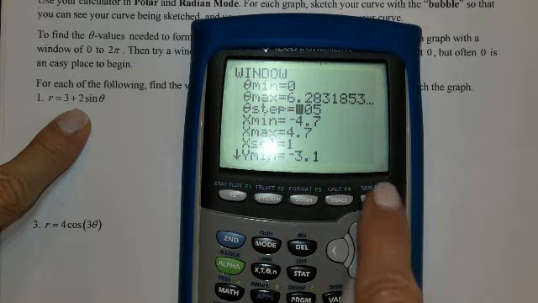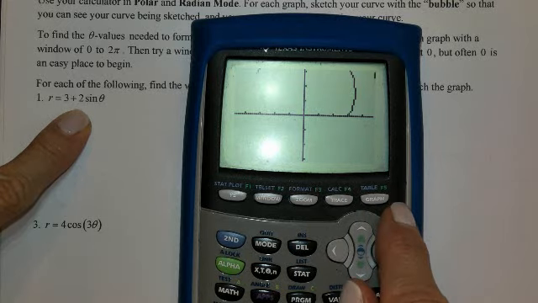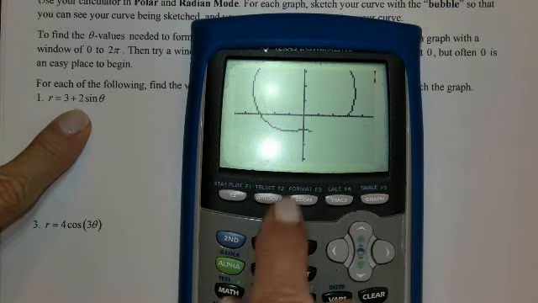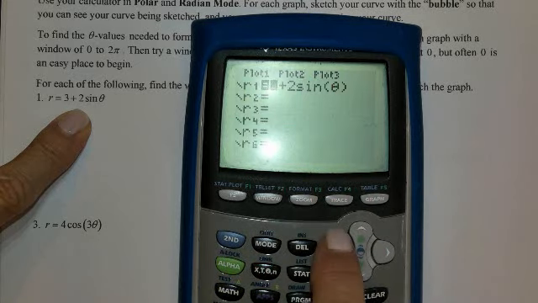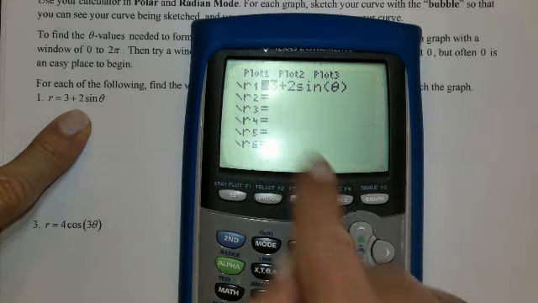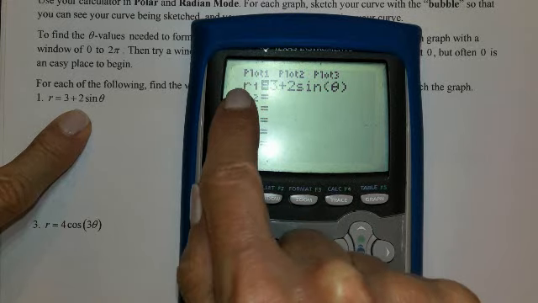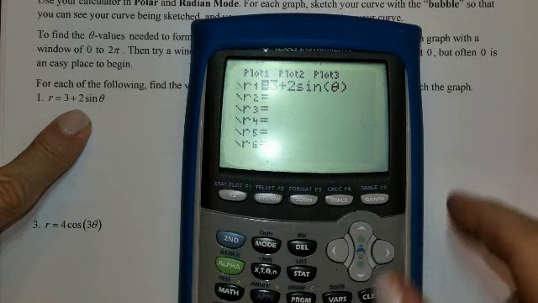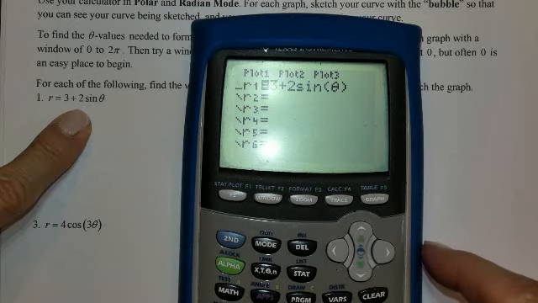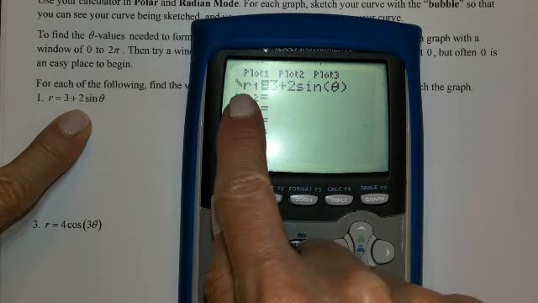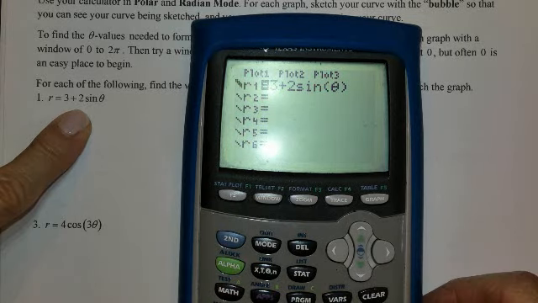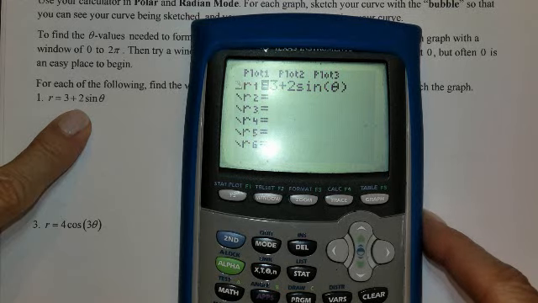Okay, now I told you that I was going to show you how to do this bubble, so let me show you how to do this bubble. Go to your y equals, and go all the way over here, past the r, like that, and then push enter. That makes the line darker. That's one way to distinguish between two graphs.